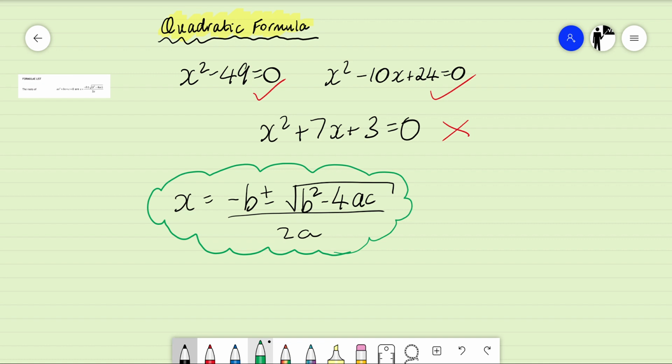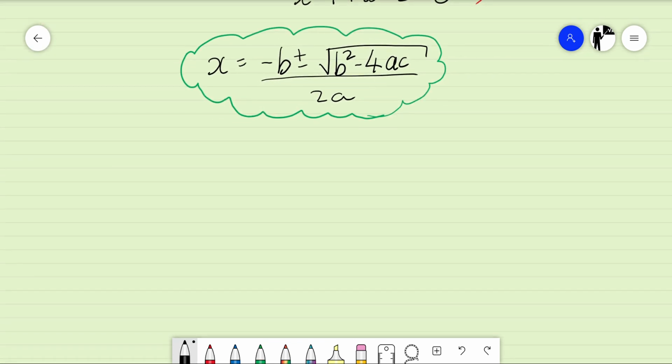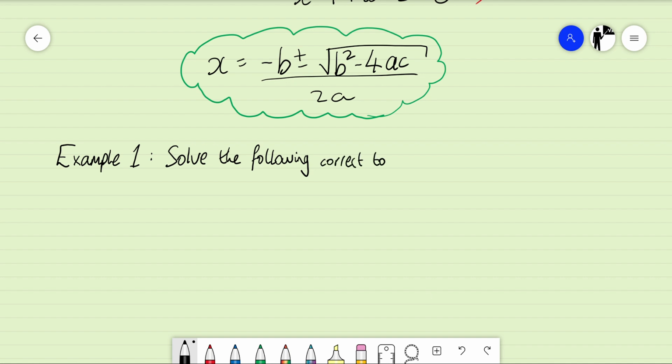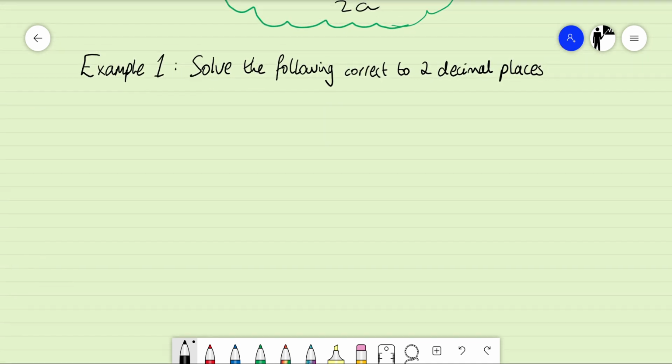Okay, we'll look at maybe 2 examples. We'll call this one example 1. Please copy this down. We'll just say solve the following, correct to 2 decimal places. Okay, let's imagine the question was 5x squared plus 9x plus 2 equals 0.